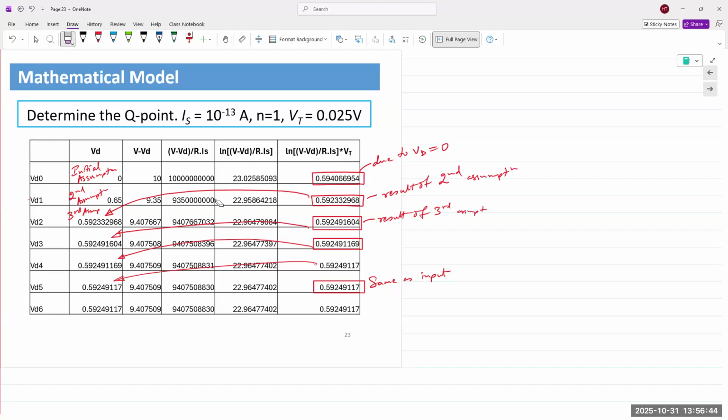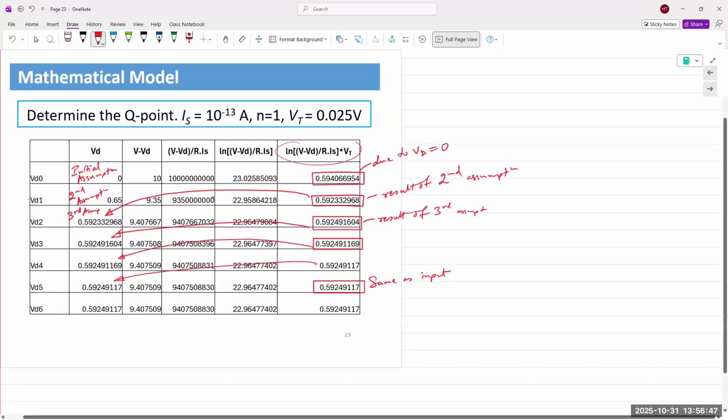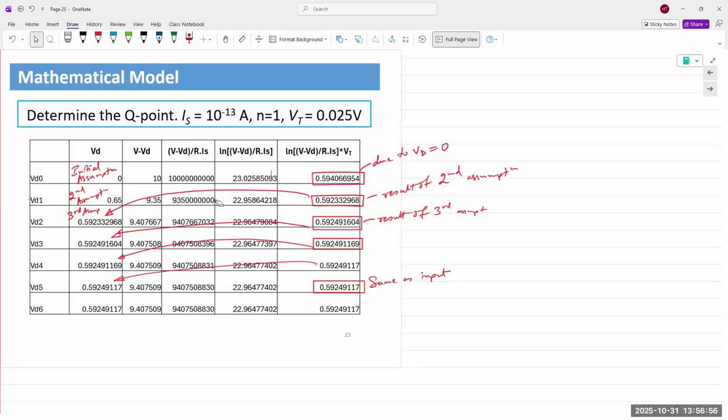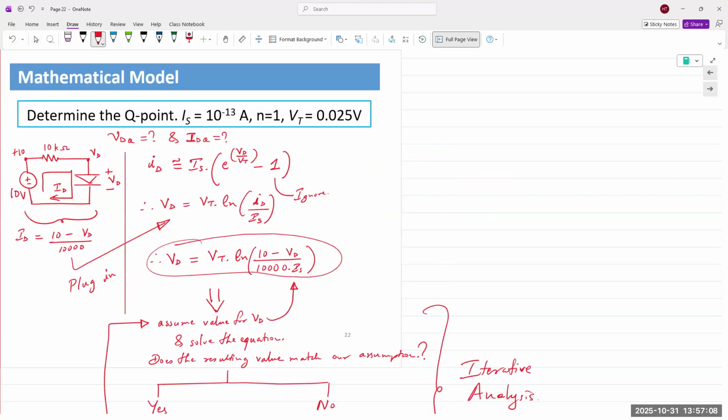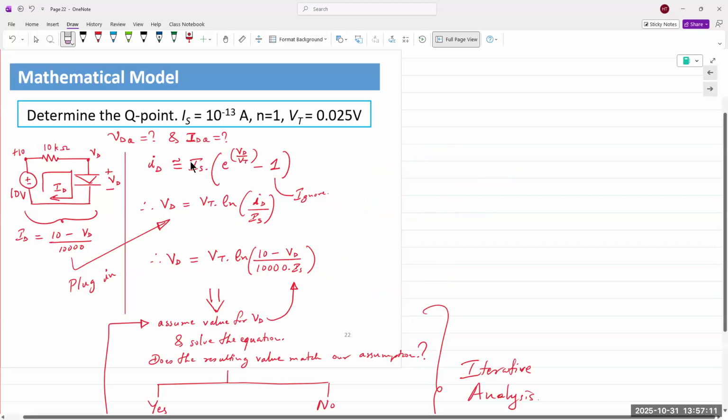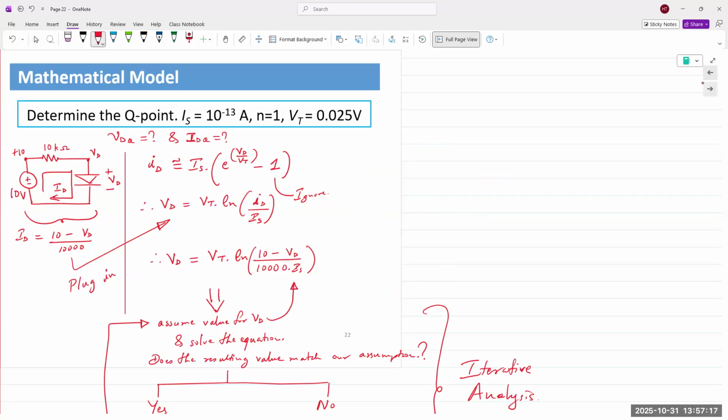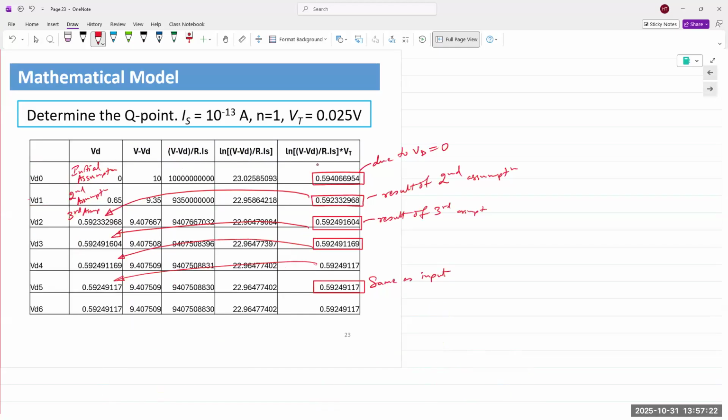I have this equation for diode voltage, and I choose the diode voltage initial starting point. I choose it as 0 volts. So I plug in VD as 0, and then I solve the equation. This is the equation that I have. VD is equal to VT ln of (10 minus VD over 10,000) over I1. That's just the parameters that we have. So VD is in there. I choose to plug in 0 in here and obtain 0.594 as my answer.